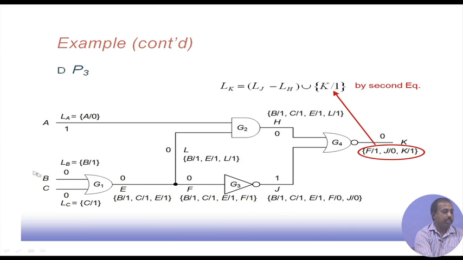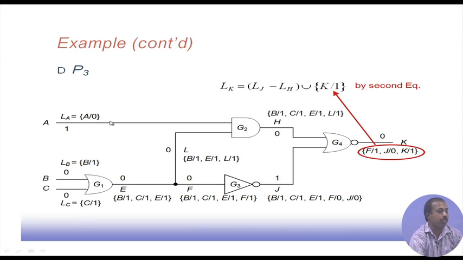Then P3 value was 1 0 0, which detects A stuck at 0. Here we show the gate condition: one input is 0, another input is 1, and since 1 is a controlling input for a NOR gate, I have to follow this formula: Lj, the controlling input fault set, minus the non controlling input fault sets, that is Lj minus Lh, union K stuck at 1. So F stuck at 1, J stuck at 0, and K stuck at 1 are the faults that could be detected by pattern P3. This way deductive fault simulation works.